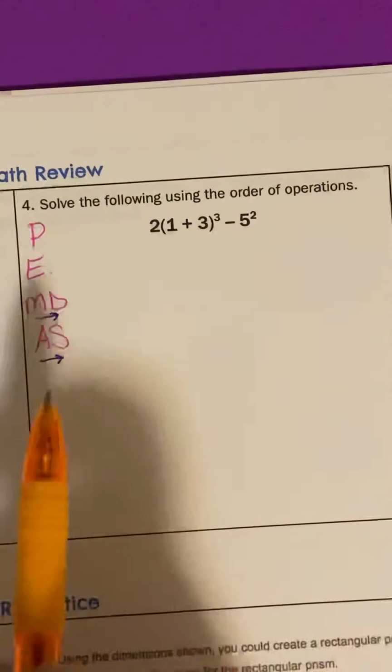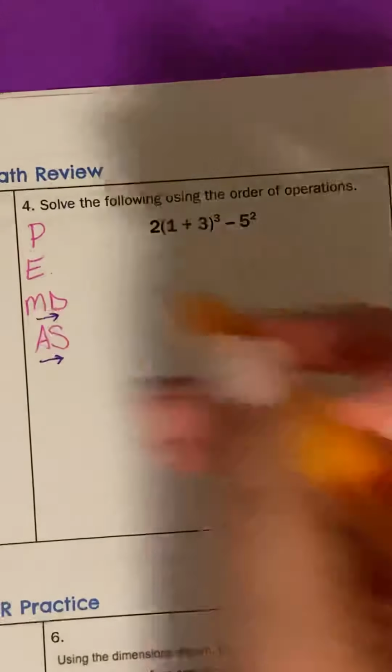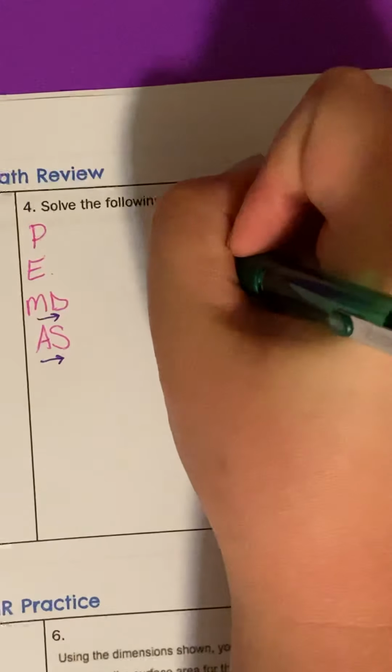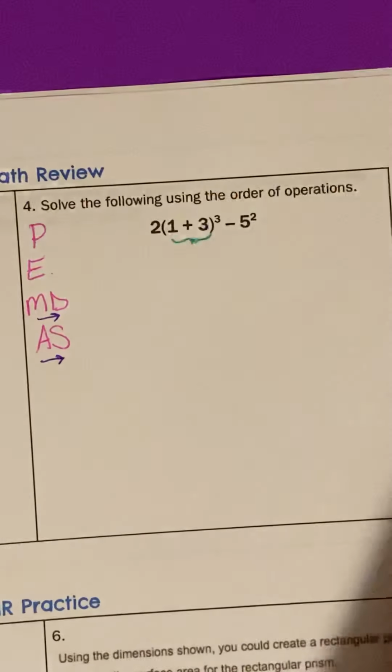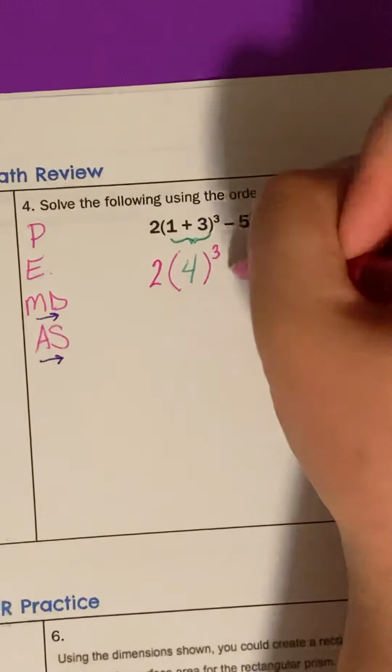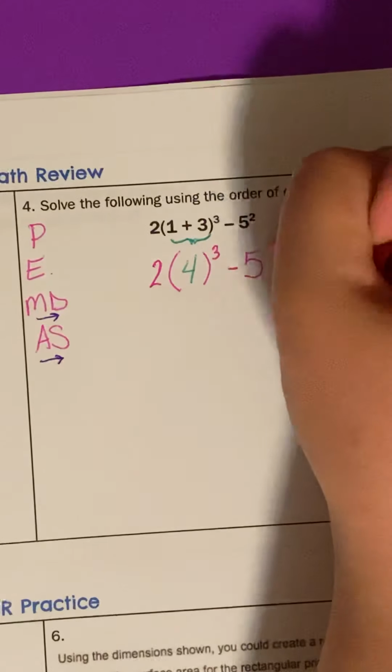From left to right. All right, now let's take a look. Do we have any parentheses? Bingo, we have parentheses. So inside our parentheses here, let's do green. Inside our parentheses here, we have 1 plus 3. Well, 1 plus 3 is 4. Woohoo! All right, so now I'm going to bring everything else down that we did not use yet. We didn't use this third power here, so I'm going to keep this in parentheses. And then I'm going to keep that 2 out there. And then I'm going to bring down our minus 5 squared.